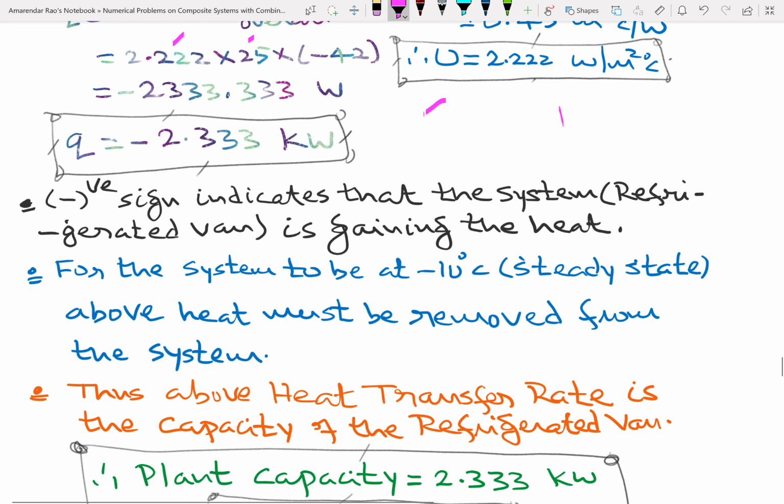The negative sign indicates that the system, the refrigerator van, is gaining heat. And for the system to be at minus 10 degrees centigrade, that is steady state, the above heat must be removed from the system.